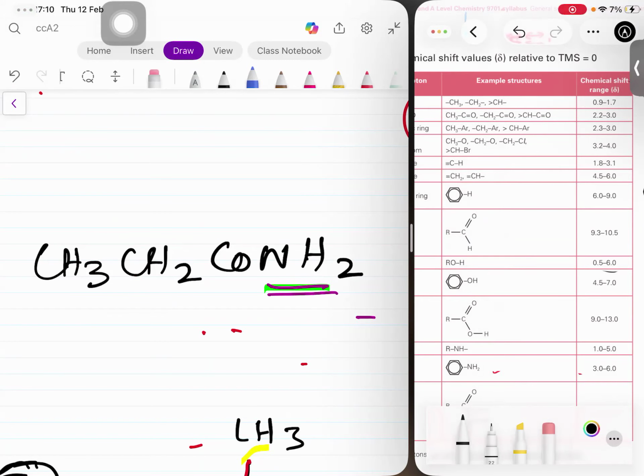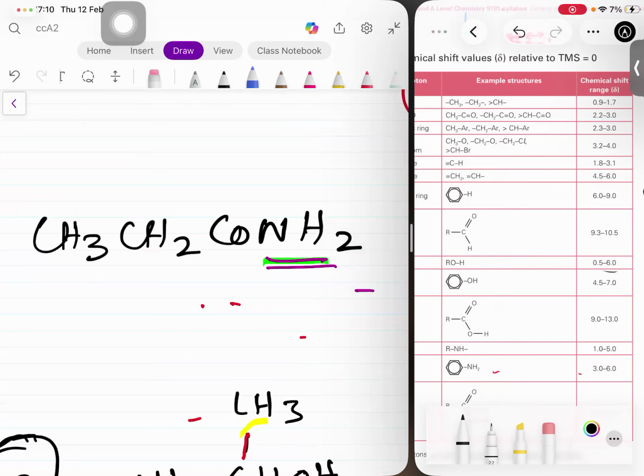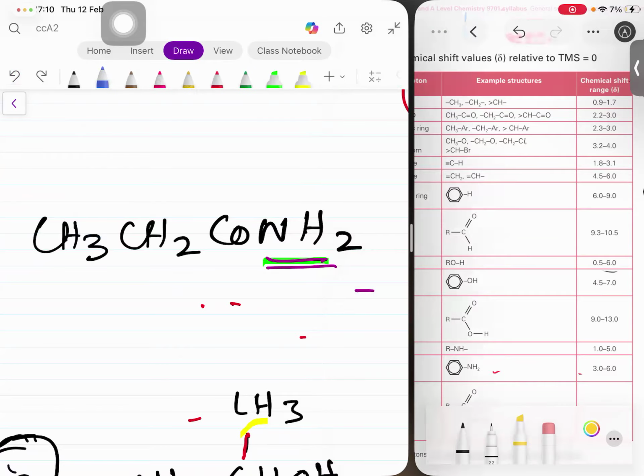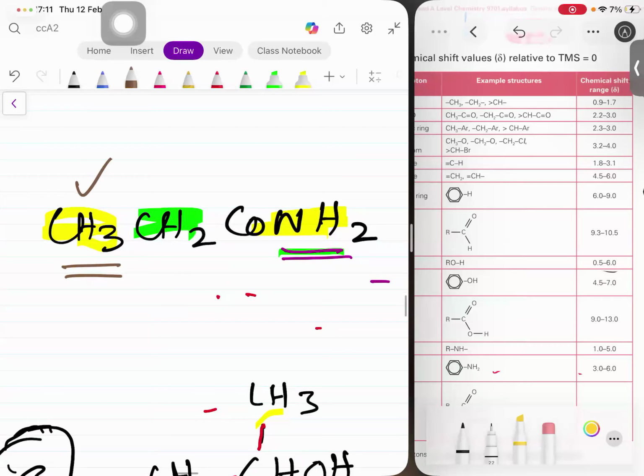How many peaks for this? Sorry? Three. One, two, three. Okay, starting from you, Ayla. What will be the range of this and splitting pattern for this CH3? Three peaks in proton NMR spectrum for this compound, Ayla. What will be the CH3? Ayla, are you there? जी sir.